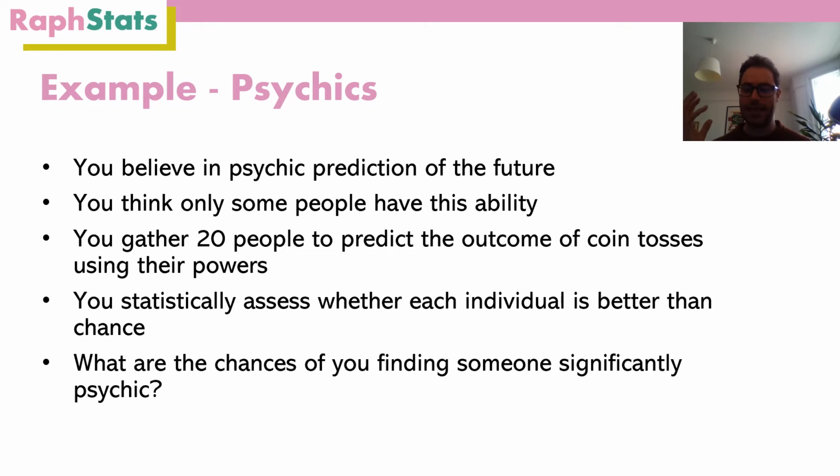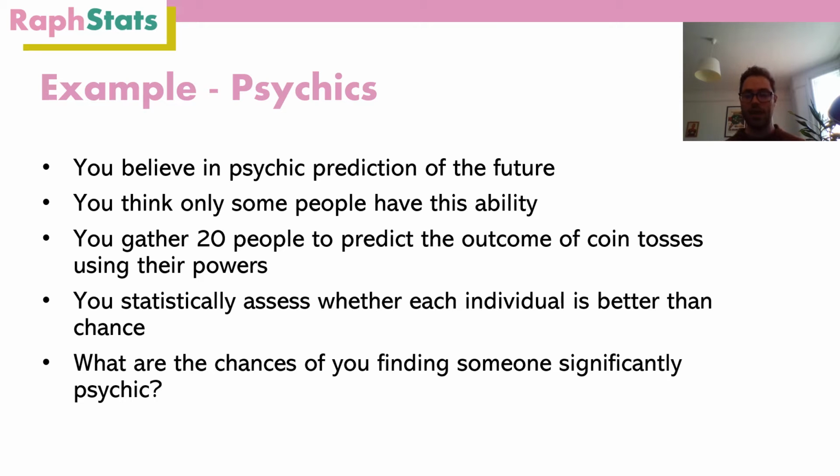So to get this idea a bit clearer, I've tried to go through an example, and I've taken psychics, so apologies if anyone is an ardent believer in psychics. I'm going to assume that we're trying to test whether psychics can predict the future. We think only some people have this ability, not everyone's a psychic, and we're going to gather 20 people to predict the outcomes of coin tosses using their powers. The person will toss a coin, look at it, and try to read their mind to see whether they're going to be able to predict it.